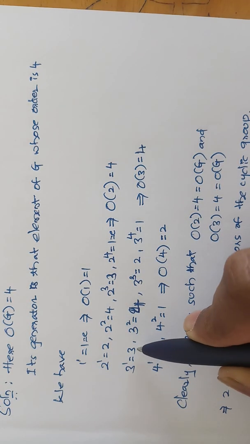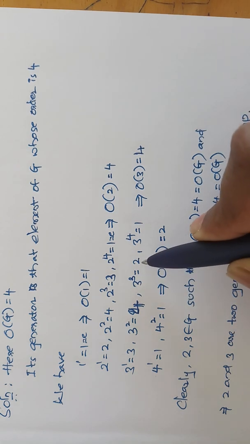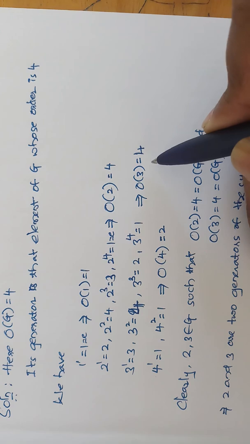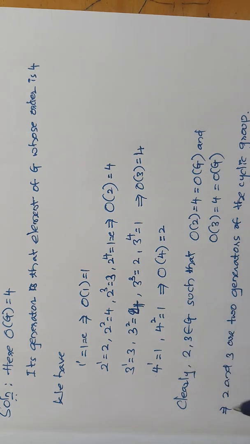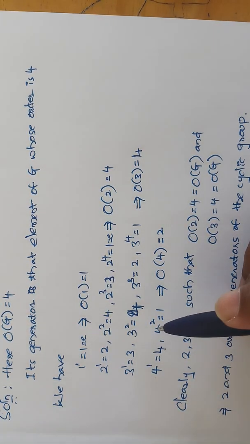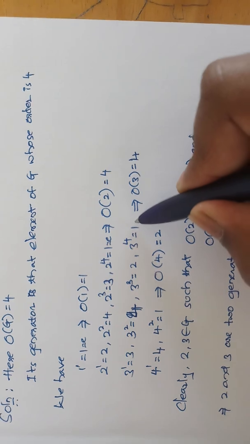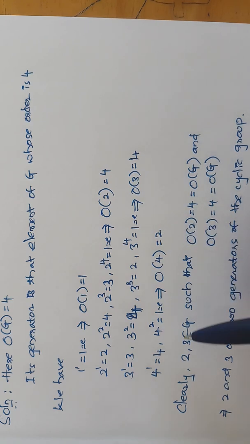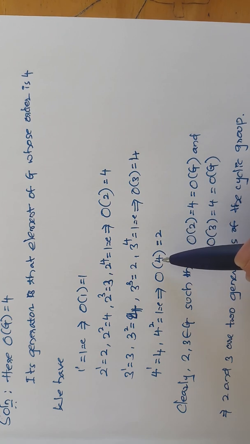Now 3 to the power 1 is 3. 3 to the power 2 is 9; 9 divided by 5, the remainder is 4. 3 to the power 3 is 27; divided by 5, the remainder is 2. 3 to the power 4 is 81; 81 divided by 5, the remainder is 1. So the order of 3 is 4. 4 to the power 1 is 4, the remainder is 4. 4 to the power 2 is 16; 16 divided by 5, the remainder is 1. So this is the identity element. So the order of 4 is 2.